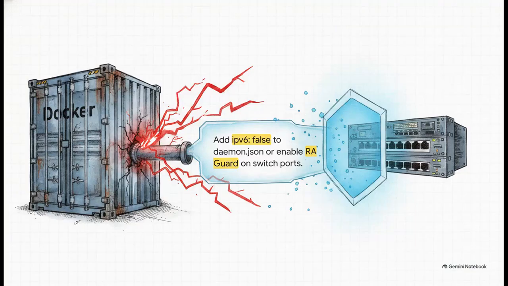Another notorious edge case involves containerized environments, specifically Docker. Sometimes Docker bridge networks can start blasting out rogue router advertisements, totally confusing hosts on the physical network. The specific solution here is to either explicitly disable IPv6 on the Docker bridge by adding "ipv6": false to your Docker daemon.json file, or you can implement RA-guard on your physical switch access ports to kill those rogue packets at the switch level before they cause absolute chaos.